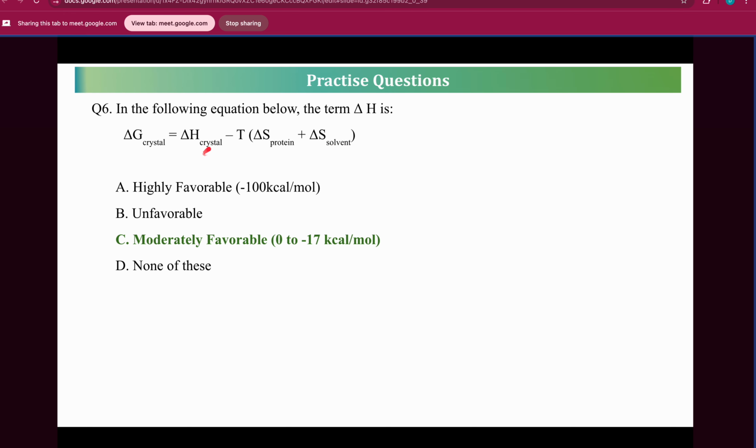So in that way, this T delta S of solvent was the bigger term, which was helping us out, whereas T delta S protein was a liability, the term which was interfering, which was highly unfavorable. So that's why delta H of crystal is moderately favorable. It's not that high if we compare it with the T delta S of solvent.